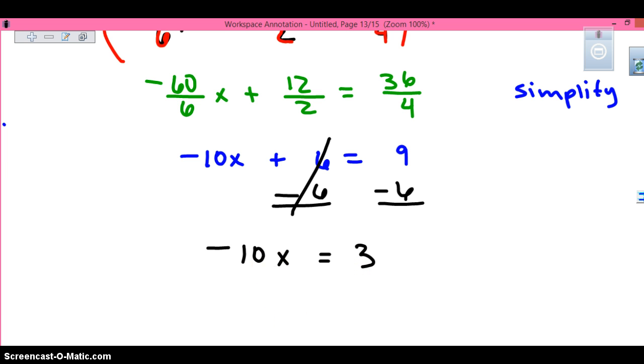So to solve for x, we have to divide by -10. The inverse operation of multiplication is division. What you do to one side, you do to the other. So x is equal to -3 over 10.